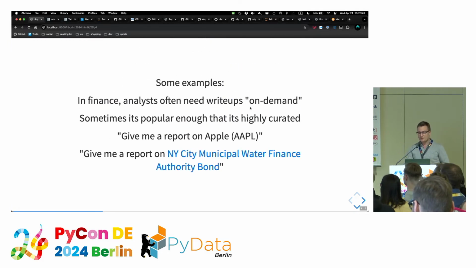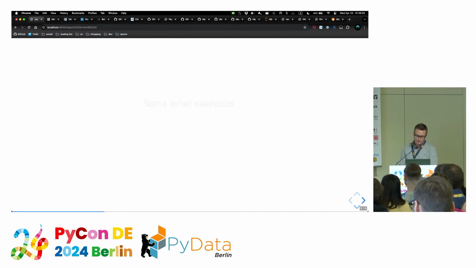So with these things, you need to be able to deliver on-demand reports. And again, finance is a little bit slow here and there. We like things in PDF form or in email form. But other industries, that's also true.